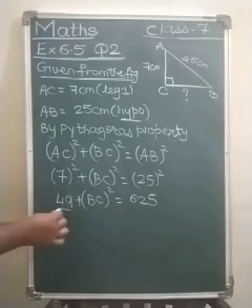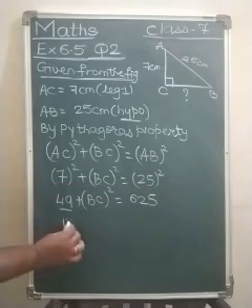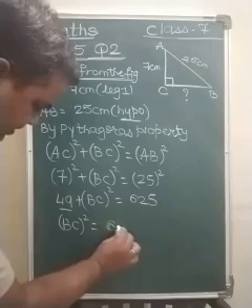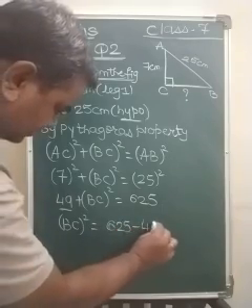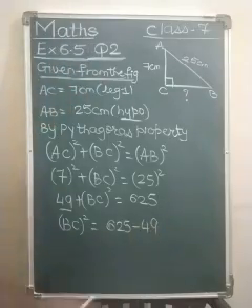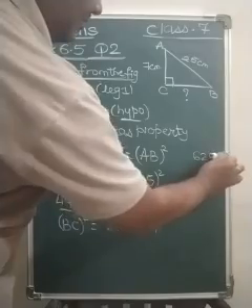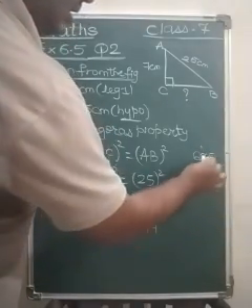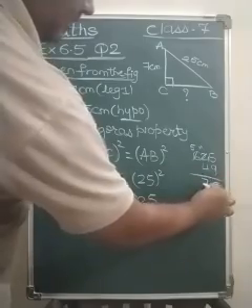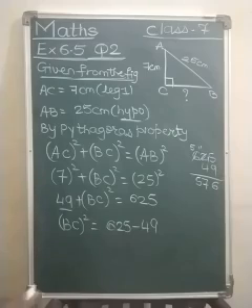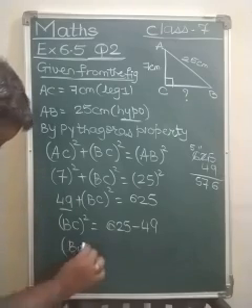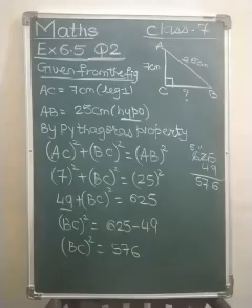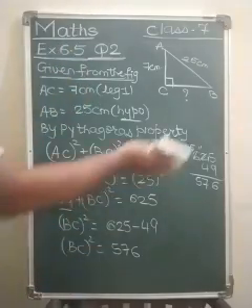Now 49 transpose to that side. BC square equals 625 minus 49. So 625 minus 49. So the answer comes to 576. That means BC square equals 576. Okay, I will rub the top part again.